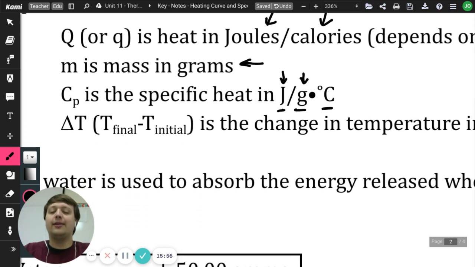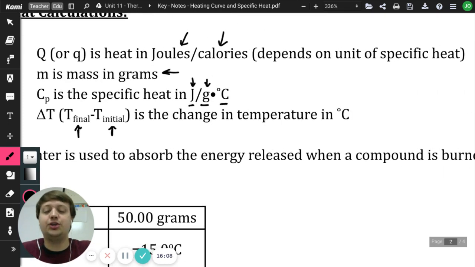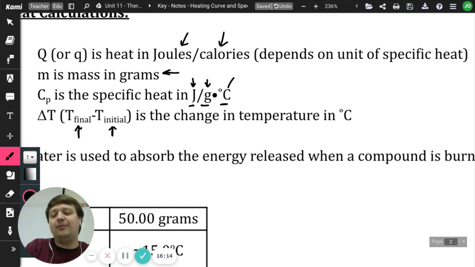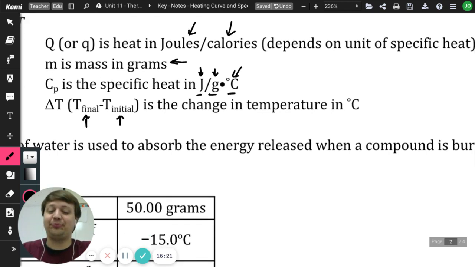Okay. The last thing is the delta T, that change in temperature. Now remember, I told y'all when you're solving for your change in temperature, it is final minus initial. So final minus initial, and that should also be in degrees Celsius. Again, why? Because specific heat is in degrees Celsius, and so we do need to keep our units consistent.